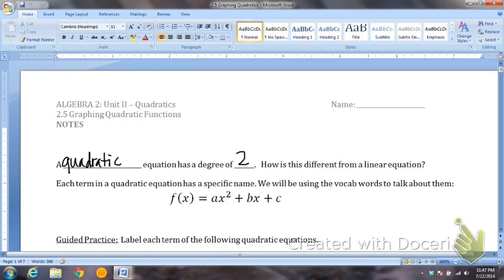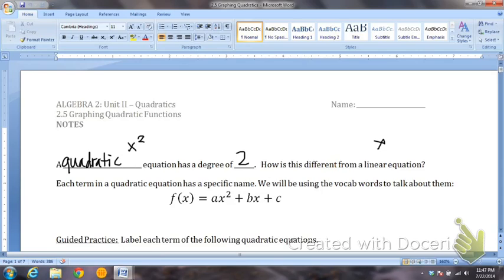Remember we talked about how this is different from a linear equation? Well, remember a linear equation only has degree 1, meaning it's only x, whereas quadratic is x squared. Okay? So each term in a quadratic equation has a specific name. We talked about this yesterday, and we're going to use the vocab words when we talk about them.